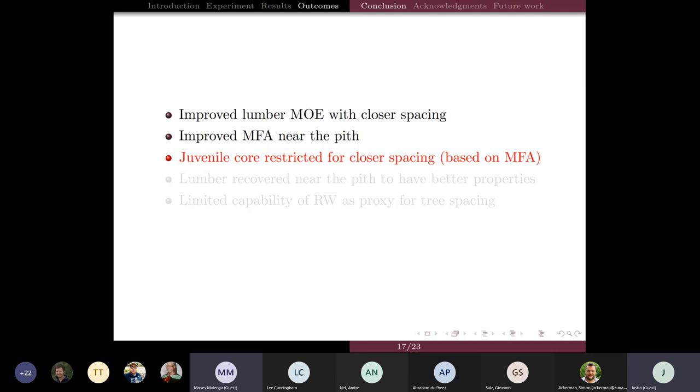If we look at MFA, one could consider defining your juvenile wood core based on MFA, wood density or some other parameter. In the case of MFA, it's quite clearly restricted. And the lumber recovered near the pith, as a result of all of these reasons, seems to display boards with better wood properties. And we also noted that ring width will potentially have limited capabilities as a proxy for tree spacing.